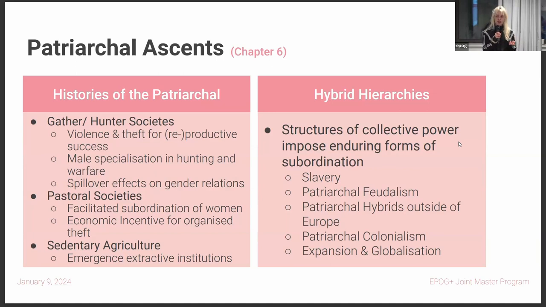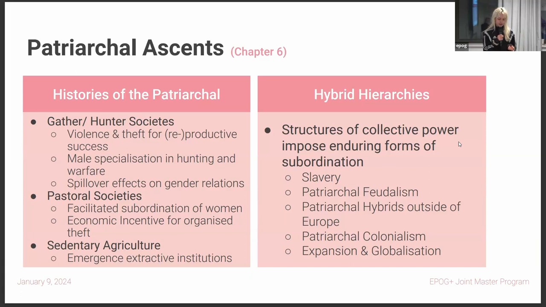So actually, when you look at history, as was also already mentioned, patriarchal structures already emerged way before private property of land and livestock. Already in gatherer and hunter societies, we can see that they were not as cooperative or egalitarian as sometimes presented, but that there you already had violence and theft for group success, and that could affect reproductive success. Moreover, male specialization in hunting and warfare could have had spillover effects on gender relations and the ability to dominate women.